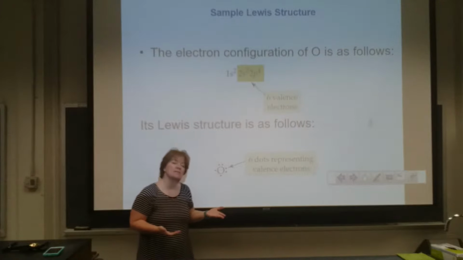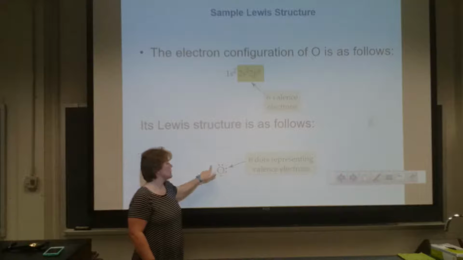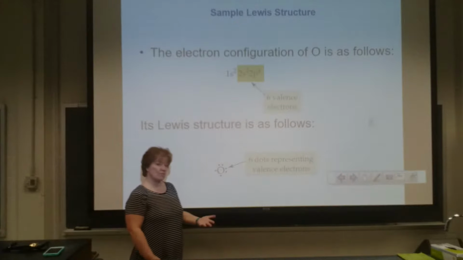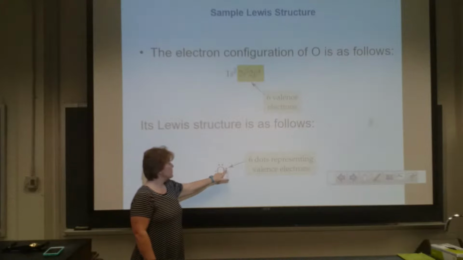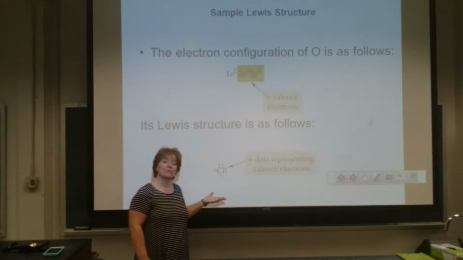So this is what its Lewis dot structure looks like. I start with the chemical symbol O, and I start putting around the 6 dots, almost like I'm dealing out cards. 1, 2, 3, 4, 5, 6. And I end up with this structure.